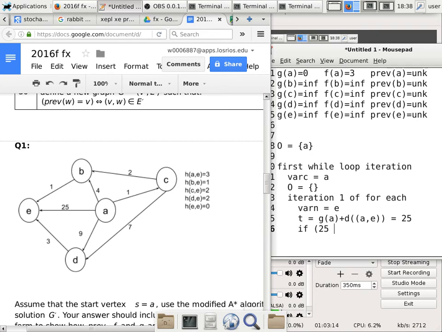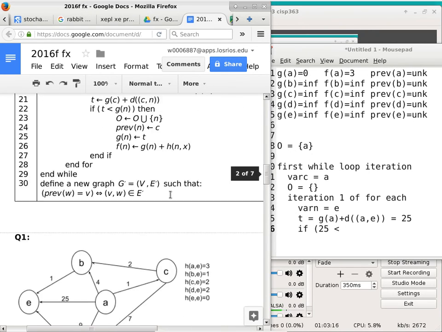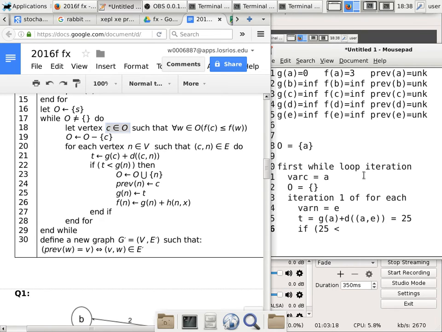Are we going to have a less-than relationship with this comparison? Is 25 less than G of E at this point? What is G of E at this point? Infinity. Anything is less than infinity. Cool. So that condition is going to be true.